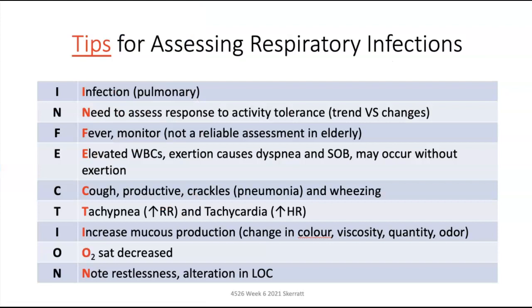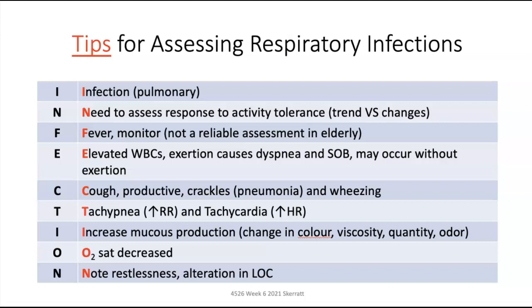Tips for assessing respiratory infections: I is for respiratory or pulmonary infection. N is need to assess response to activity tolerance and track the vital signs. So typically your increased respiratory rate, your saturation, your heart rate. Fever, monitor your fever, but again, it's not a reliable assessment in the elderly.